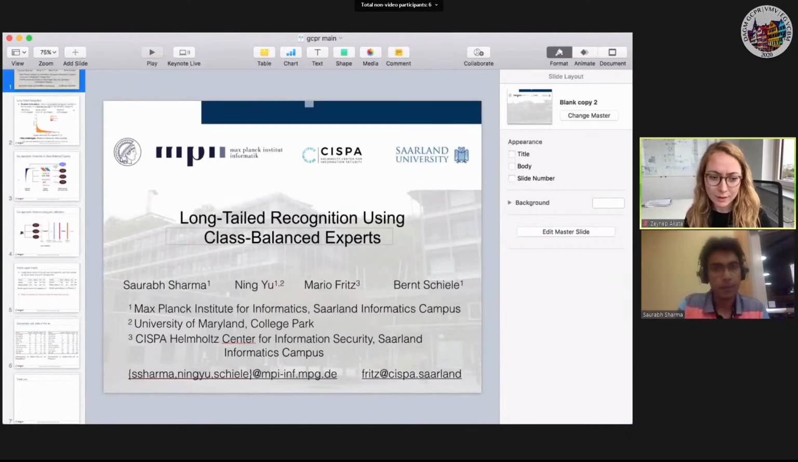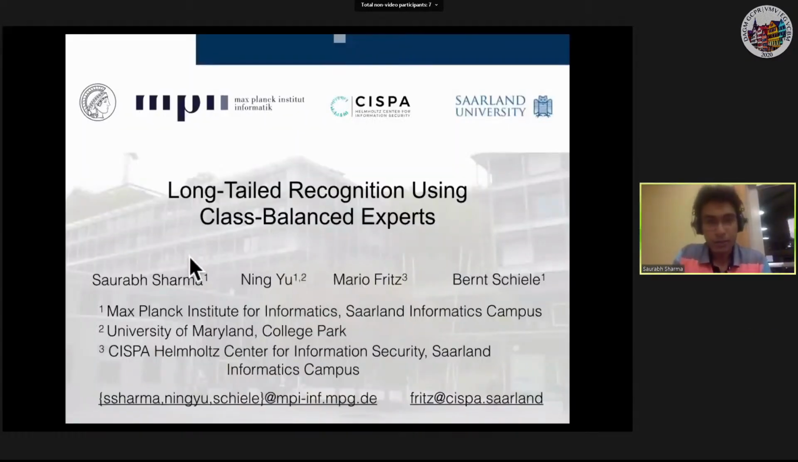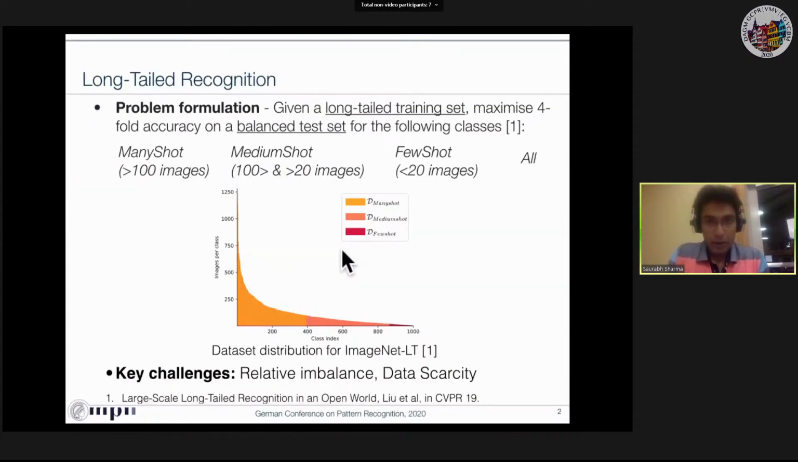Hi, good afternoon. So this is our work on long-tailed recognition using class-balanced experts. The problem is, given a long-tailed training set, we maximize accuracy on a balanced test set for the following classes, namely many shot classes that have more than 100 images, medium shot classes that have between 100 and 20 images, few shot classes that have less than 20 images, and all classes.